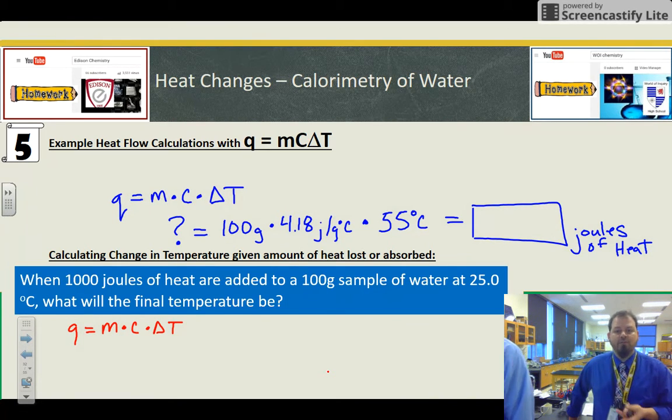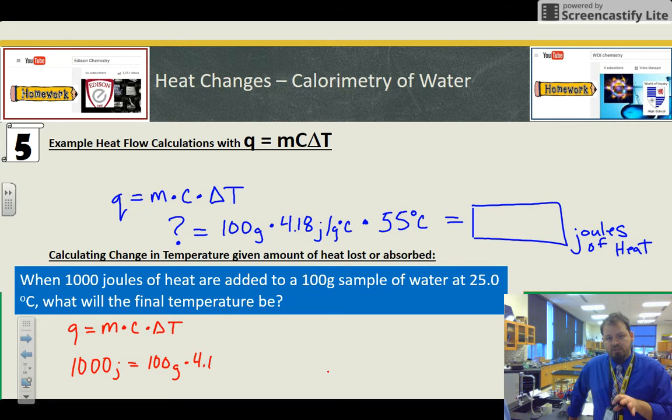Because now I'm going to solve for delta T. I've got Q is 1,000. I've got my mass is 100. I know my C. I don't have to look that up, that's a given. I'm dealing with water. I'm going to straight solve for delta T now.